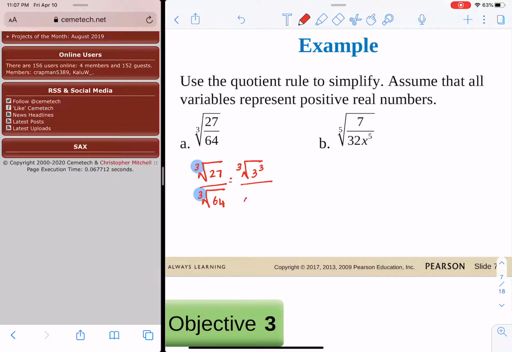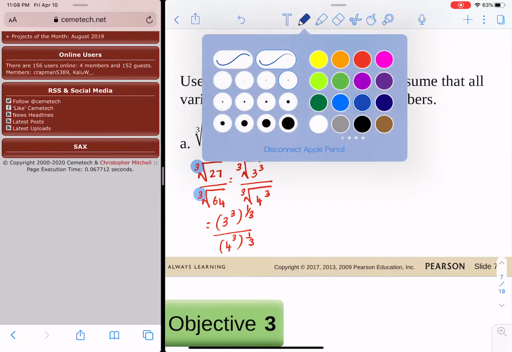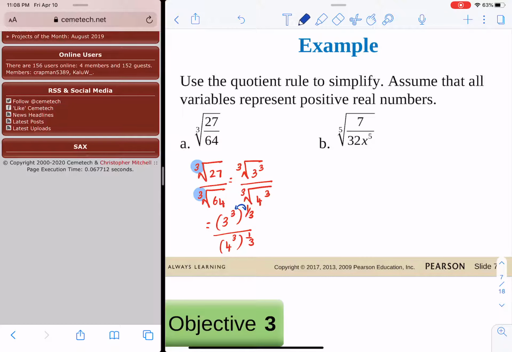In a similar manner, 64 is 4 cubed, but we know we could write the root as 3 cubed raised 1 over 3, and 4 cubed raised 1 over 3. Those two would get multiplied, those two would get multiplied, and we would simply have 3 raised 3 over 3 divided by 4 raised 3 over 3, and the answer is 3 over 4.